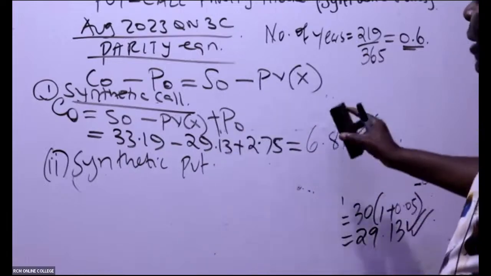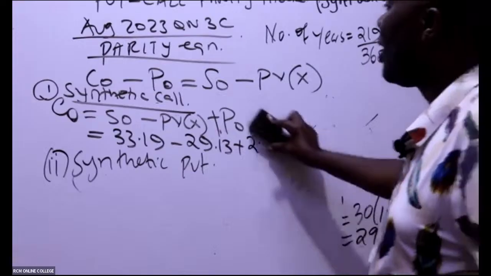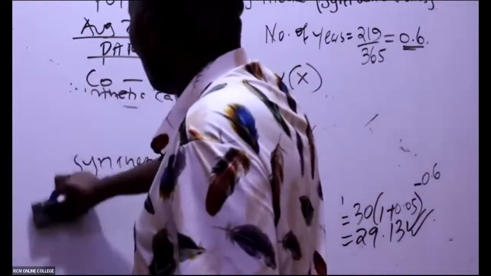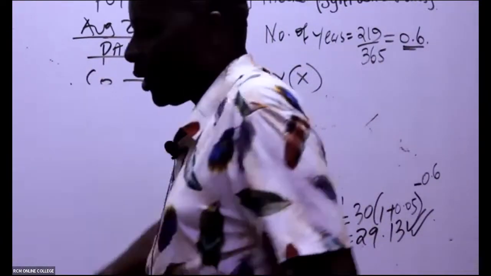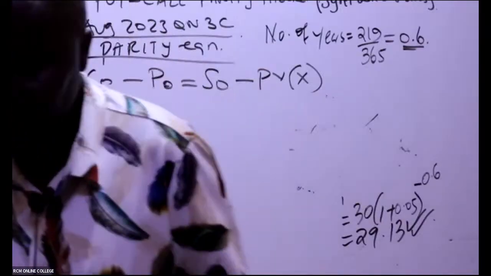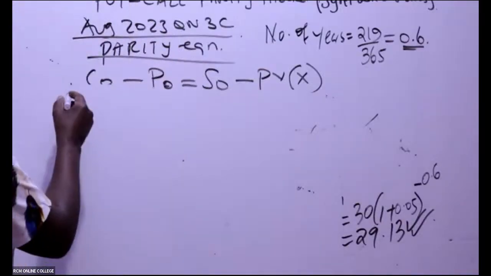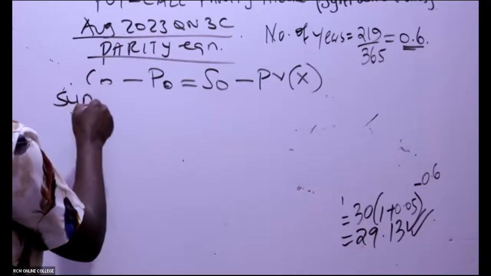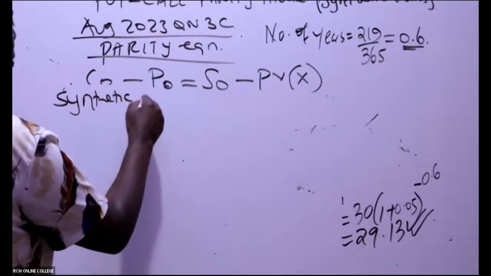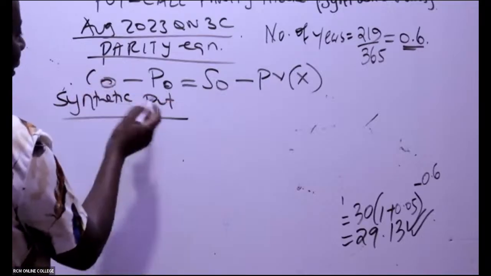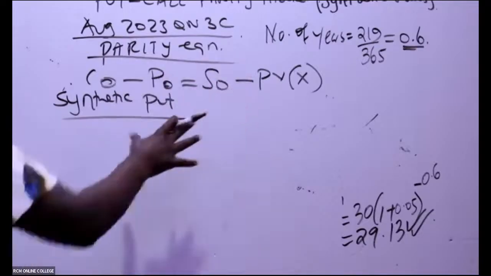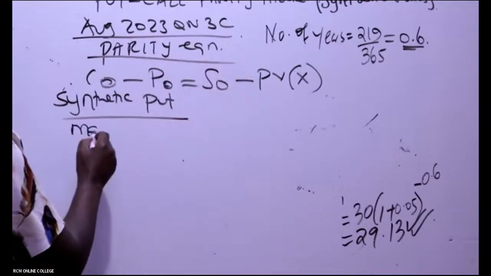So if I make PO the subject of the formula, then what do they really want me to do here? So I'm making PO the subject of the formula. All right. So in this case here, synthetic put. So make PO the subject from this. You must cram this. Write it many times.